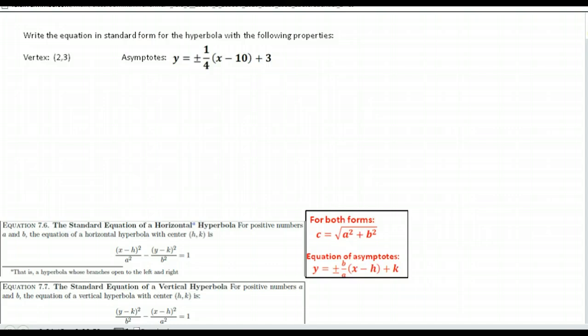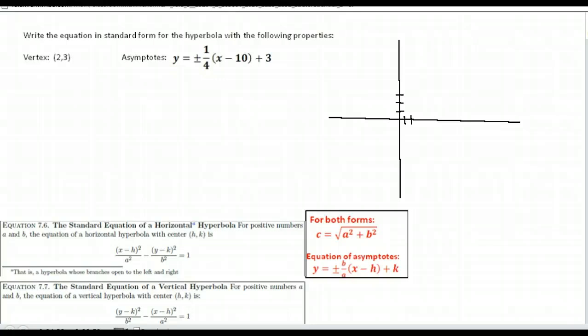We'll do one more similar to that. We have the same vertex. Again, the first thing I'm going to do is just kind of draw this out to see basically what I'm working with. I have a vertex at 2, 3. My center I can find by looking here. It should be at positive 10, positive 3. Again, you change the sign when you're writing your center based on the equation for the asymptotes. You change the sign for the x, but not for the y. So we have the center is at 10, 3.